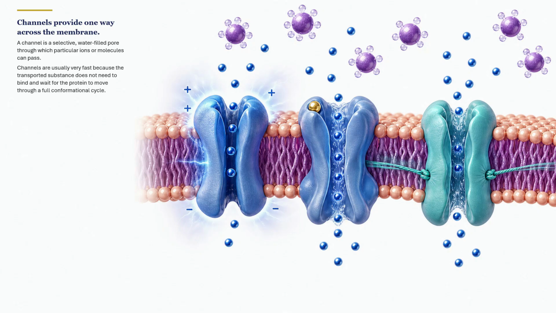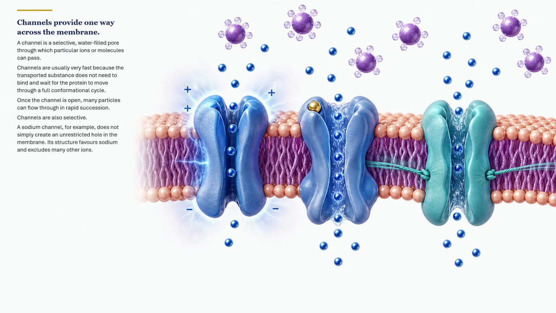Channels are usually very fast because the transported substance does not need to bind and wait for the protein to move through a full conformational cycle. Once the channel is open, many particles can flow through in rapid succession. Channels are also selective. A sodium channel, for example, does not simply create an unrestricted hole in the membrane. Its structure favors sodium and excludes many other ions.